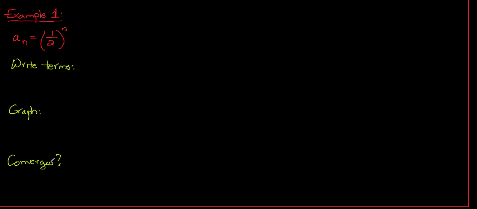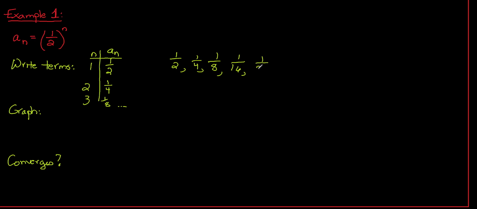Okay, so let's first of all write the terms in the sequence. I'm going to make a little table here, n and a sub n. So when n equals 1, I'm going to plug in 1 for my formula, and I get 1/2 to the first power, so I just get 1/2. And when n equals 2, I'm going to plug in a 2, so I've got 1/2 squared, I'm getting 1/4. And when it's 3, I'm going to get 1/8 and so forth. So if I were to write out the terms in my sequence, I have 1/2, 1/4, 1/8, 1/16. I could keep on going.